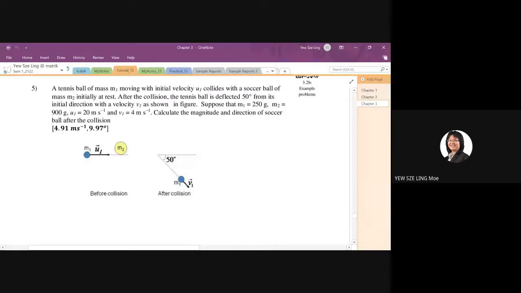Okay, so let us continue with chapter 3. So we have two more questions to go. If we can finish earlier, then I will let you guys go earlier. So these two questions, both of them are two-dimensional questions, 2D questions.